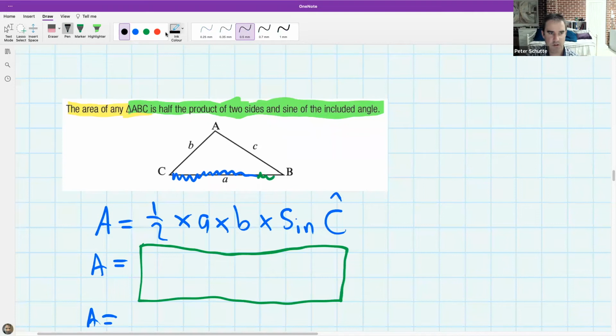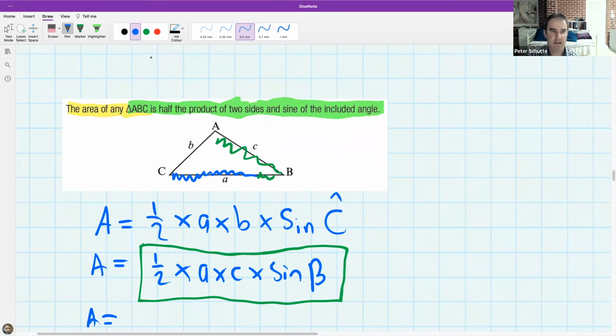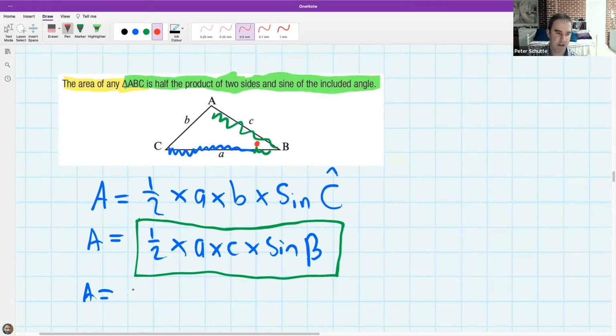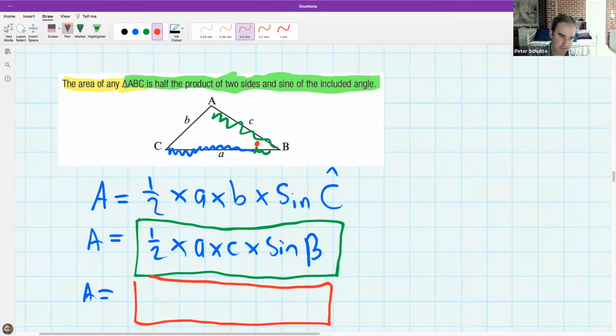So for the, what was I doing? I was doing this one first. So how would we do that one? We always have a half. So there's no problems there. Times A times C times the sine of B. And so that would be the second possibility. Now, what about the last one? What are the only two sides that we haven't used yet? So what about those two? Write me an area rule formula using only the blue and green sides.